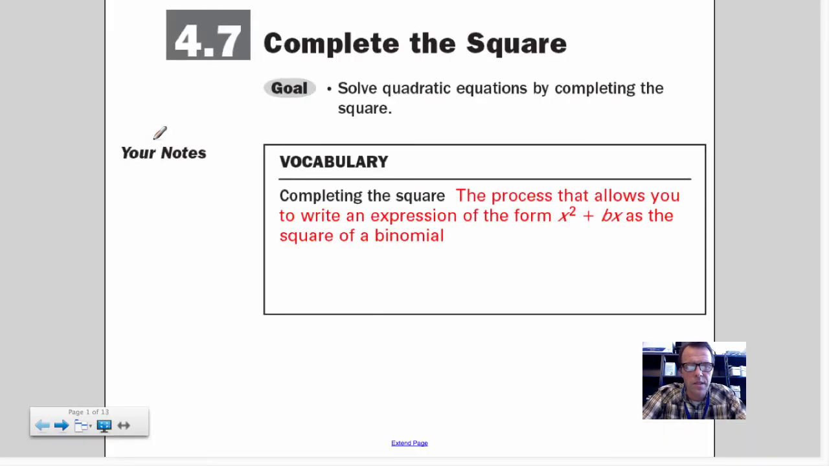And we're off. This is section 4.7 in the textbook. It's called Complete the Square. And the goal here is to solve quadratic equations by completing the square. What is completing the square?